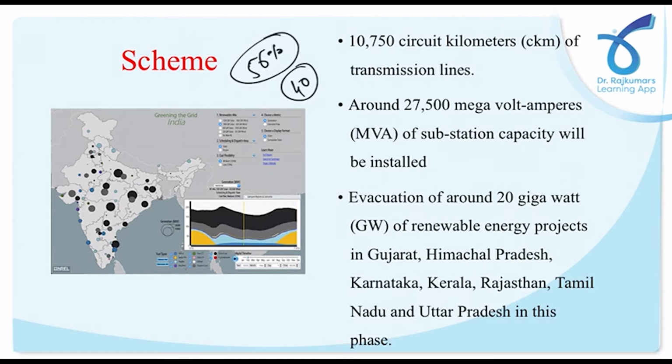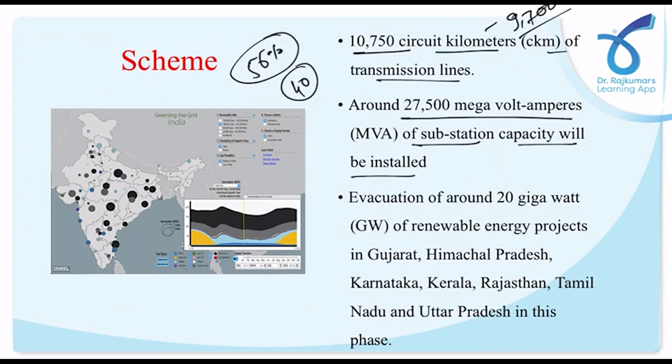Now what are the provisions of this scheme? So the scheme aims to construct 10,750 circuit kilometers of transmission line. If we see the first scheme, the target was 9,700 kilometers of transmission line. Secondly, around 27,500 megavolt amperes of substation capacity will be installed. We have seen that these substations are important for the distribution of the electricity to the consumption point.